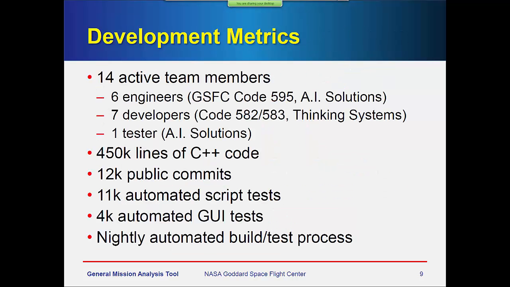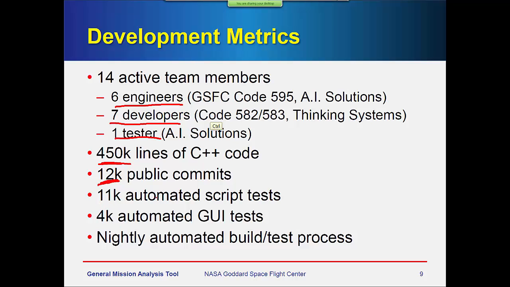That's a sense of scale. Internal to the team right now, we have 14 active members, 6 of which are Goddard, 6 engineers, 7 developers, 1 tester who's sitting in the room right now, and we can say about 450,000 lines of C++ code, 12,000 public commits in our SourceForge repository.